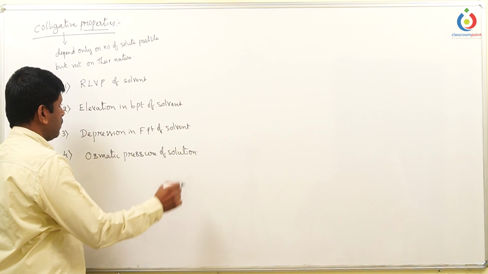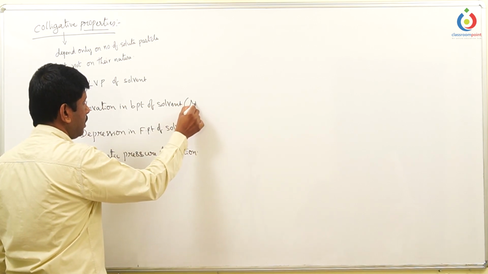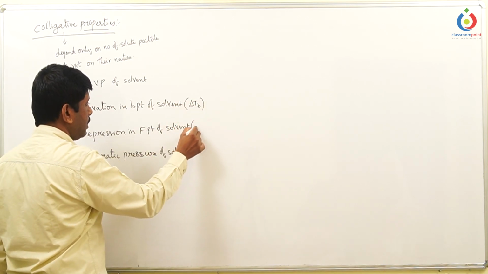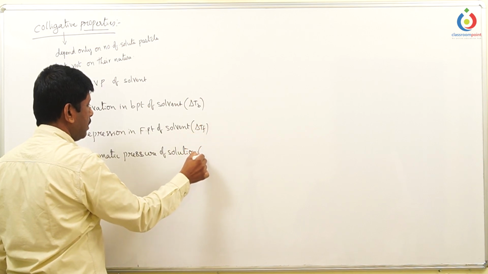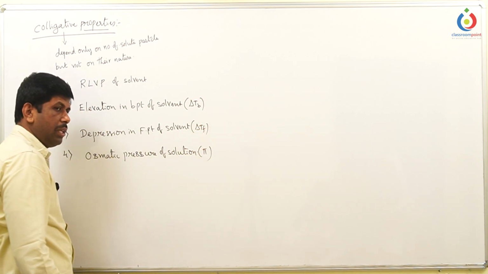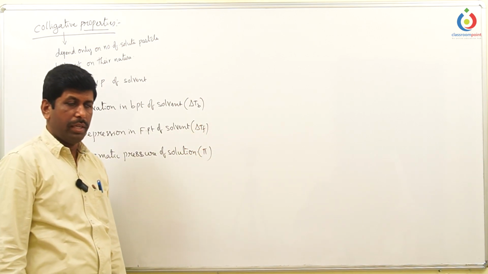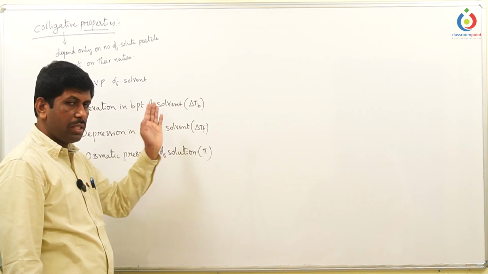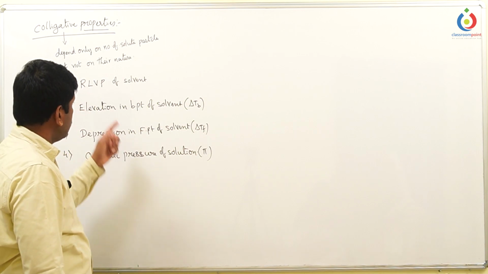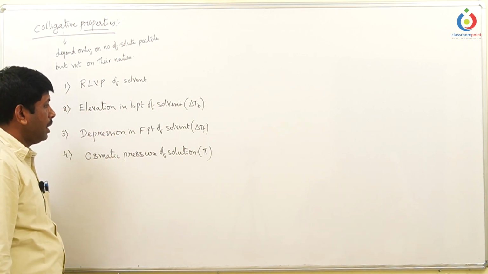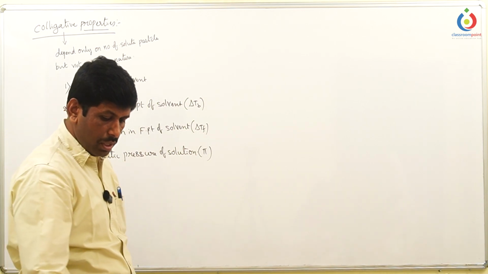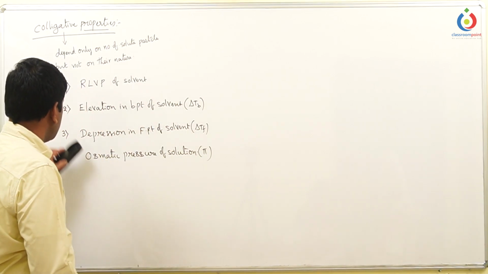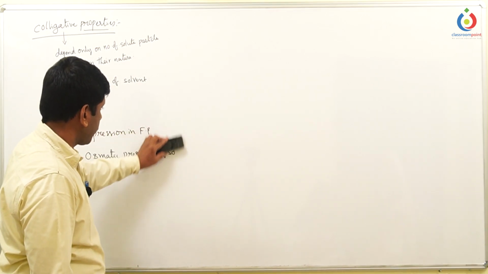The notation for the elevation of boiling point of the solvent is delta TB. This is delta TF. Osmotic pressure is represented by the symbol pi. These three we shall discuss in the coming classes. Today we shall discuss the relative lowering of vapor pressure of the solvent, and how it is a colligative property.